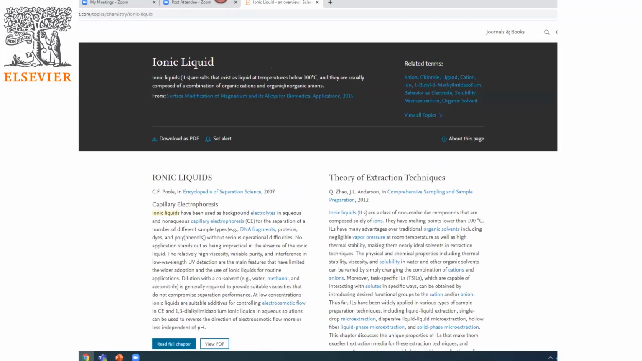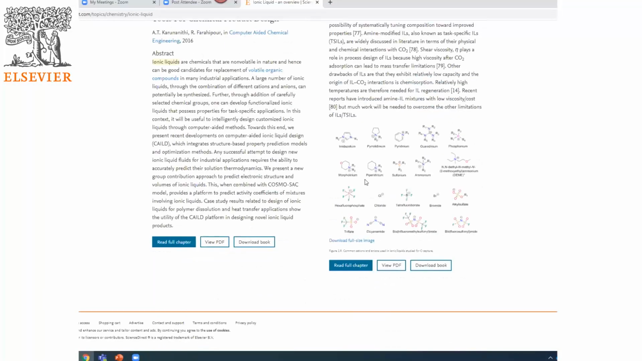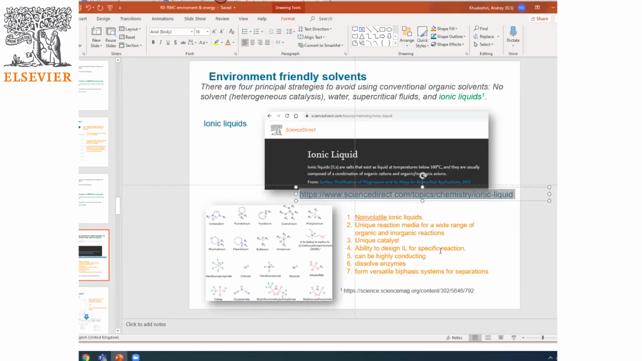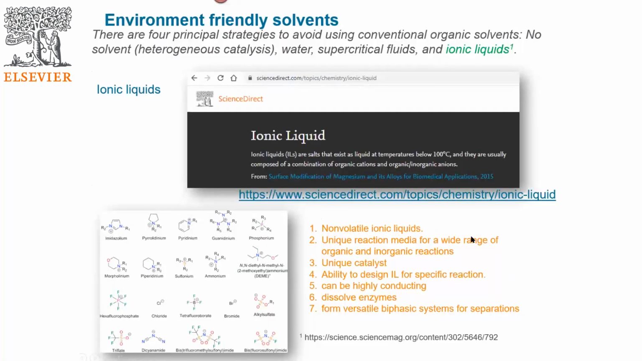Coming back to ionic liquids, why I like it is because I found this image which gives you insights about the most commonly used anions and cations in ionic liquids. One of them is imidazolium. The advantages of ionic liquids, and why they are connected to green chemistry, are the following.